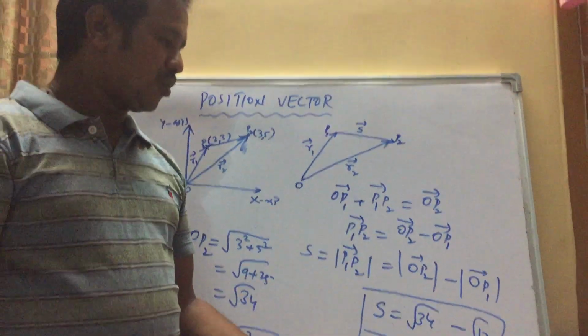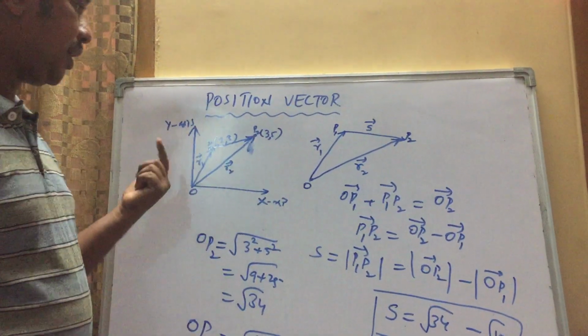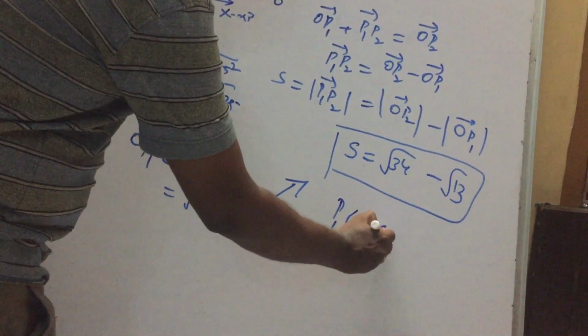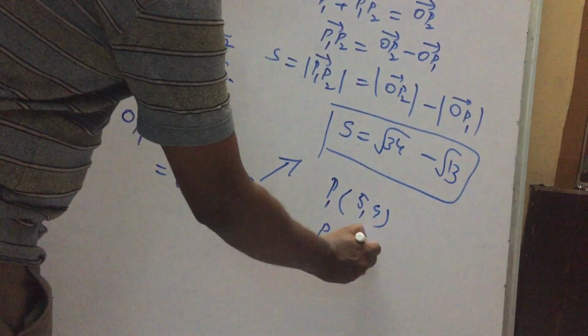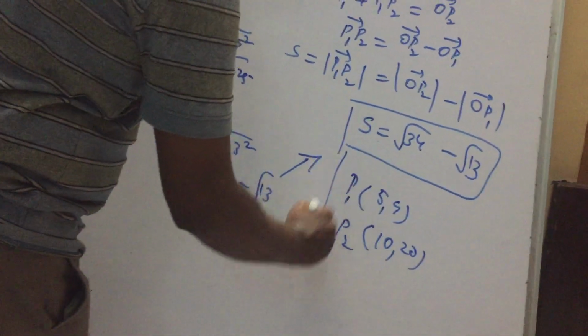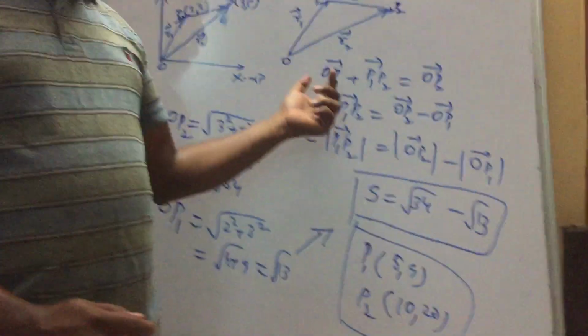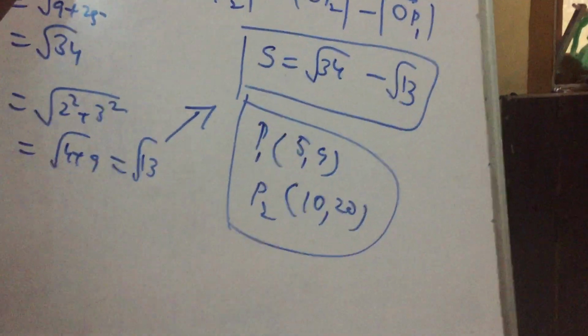Okay, thank you. We will solve more problems. You take some other example: P1 is at 5 comma 9, P2 is at 10 comma 20. Find the resultant displacement. Solve in this same way. Apply the triangle law. So thank you.